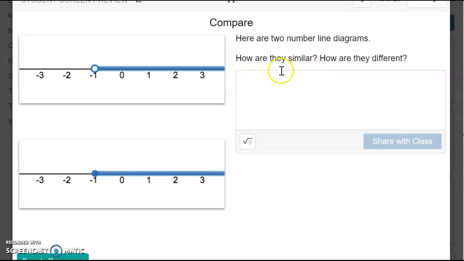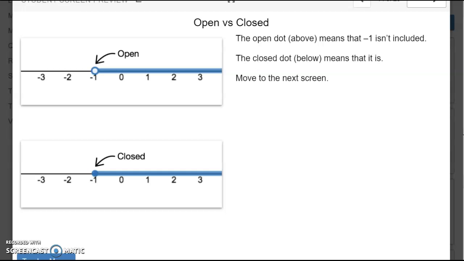Here are two number line diagrams. How are they similar? How are they different? So when you look at that, they're both on the -1, and to the right of it, it's shaded. That means all the numbers that are bigger than -1 are shaded. But we have the open circle and the closed circle on -1. So that's the difference. Okay, so here, open versus closed. The open dot above means that -1 isn't included. So the -1 is not part of the solution, while the closed dot below means that it is included.